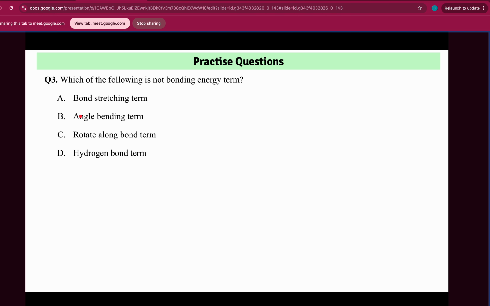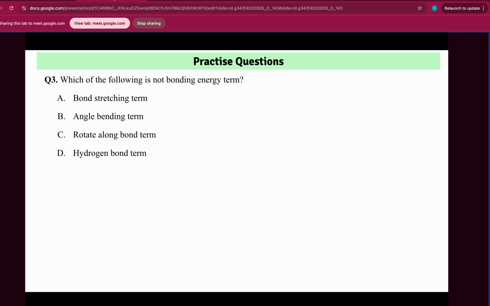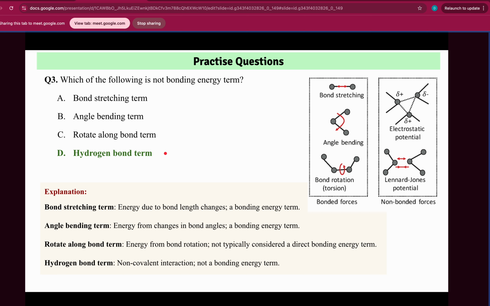So the next question is, which of the following is not a bonding energy term? Option A, bond stretching. Option B, angle bending. Option C, rotation along the bond. And option D is hydrogen bond. So you have to tell which one is not a bonding energy term. Option D. Yeah, this one is right, because hydrogen bonding is a non-covalent interaction and it is not a bonding term, whereas all these three are bonding energy terms.